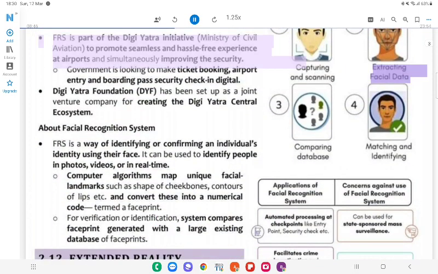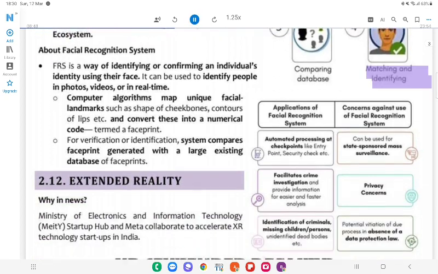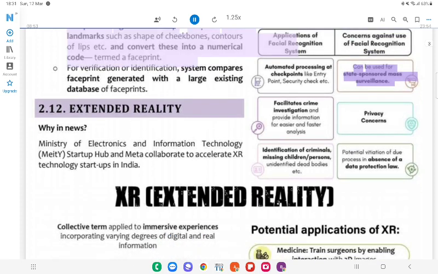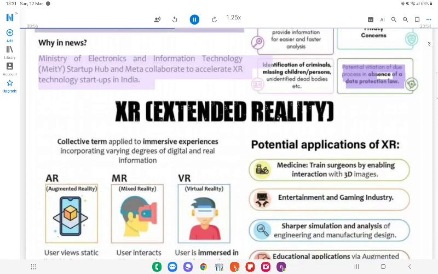2. Abstracting facial data. 4. Matching and identifying. Concerns against use of facial recognition: can be used for state-sponsored mass surveillance. Potential vitiation of due process in the absence of a data protection law.